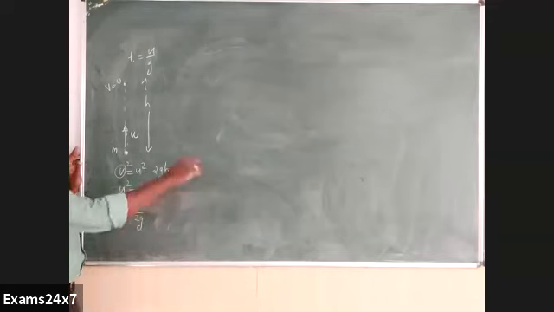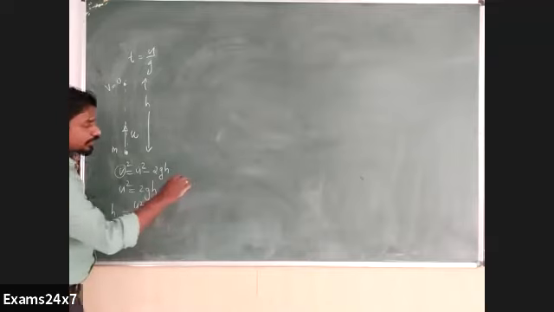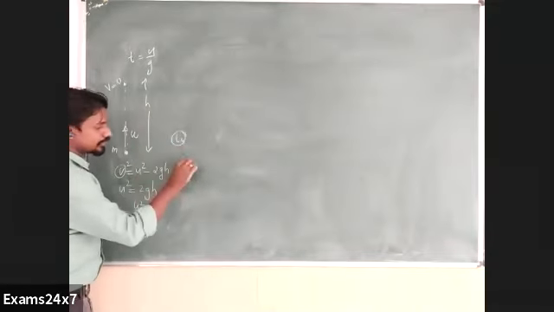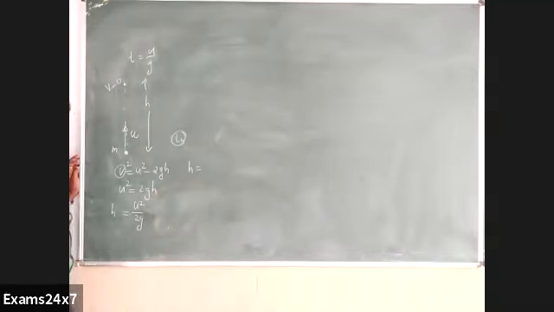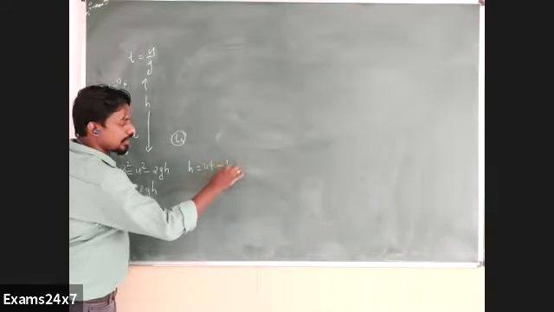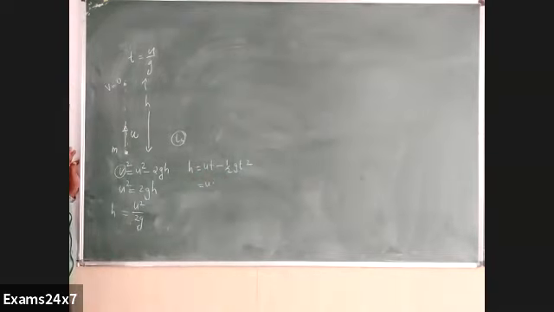And t is equal to u by g, that you know already. Now, if it is thrown up with the velocity u, what is the displacement traveled in the time of flight? h is equal to displacement, equal to ut minus half g t square. u into what is t? Time of ascent.